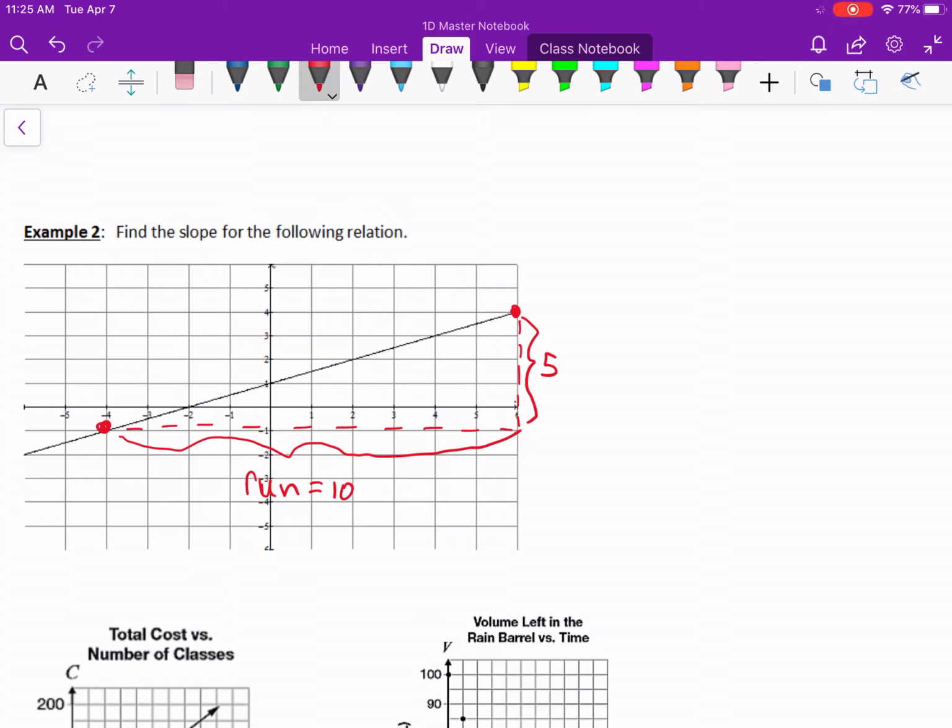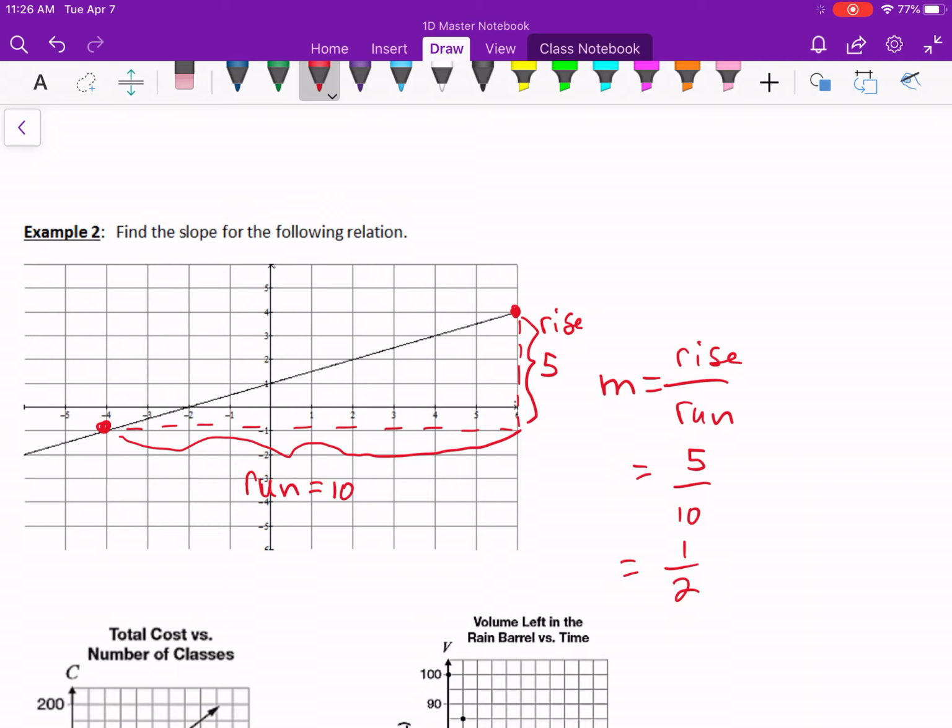So from this, I can see that m, slope, equals rise over run. Didn't write the word rise in there. There we go. Rise over run, which is 5 over 10, which I should always reduce to 1/2. And there's no units in this one. But that's my slope. It's positive a half, right? I predicted it was going to be positive. It is positive, and the actual number is 1/2.